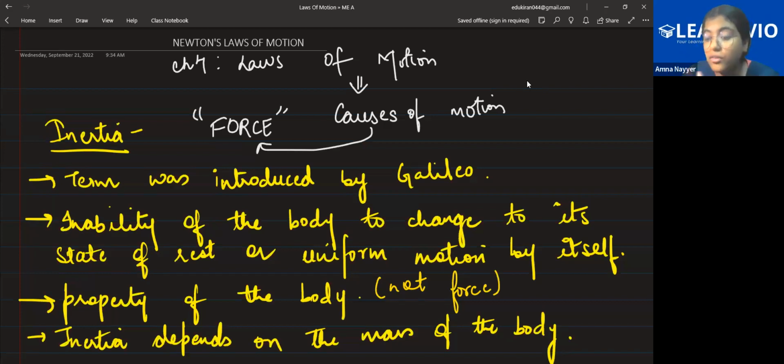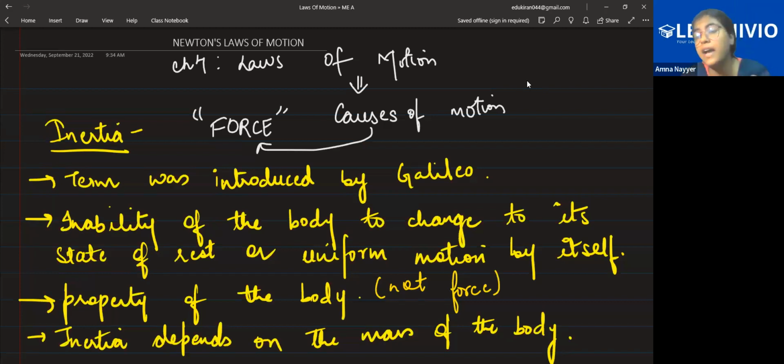This property of the body, this entire example which we are discussing, is called inertia. It does not mean the external force which can shift the ball or move the ball from the ground is called inertia. No. You put the ball on the ground, the ball stayed at that position. That property is called inertia.